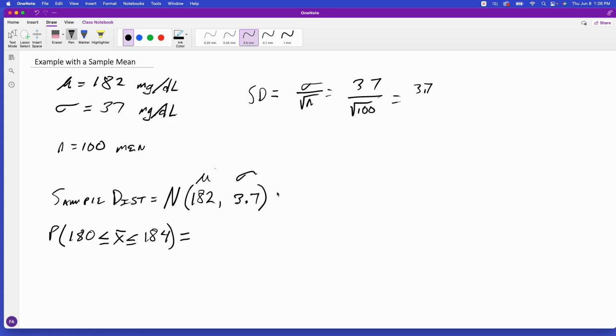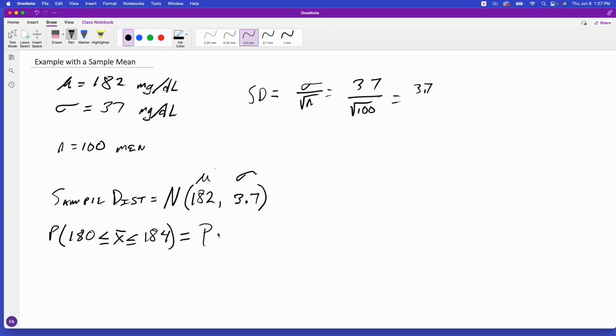Now the next question we have, and I have this written out, is what is the probability that a random person picked from our 100 men here has a total cholesterol level between 180 and 184? Okay, now there are lots of ways we can do this. You can pick statistical software, and it can run these models for us fairly quickly and easily. But the other thing we can do is run this as a standard normal process.